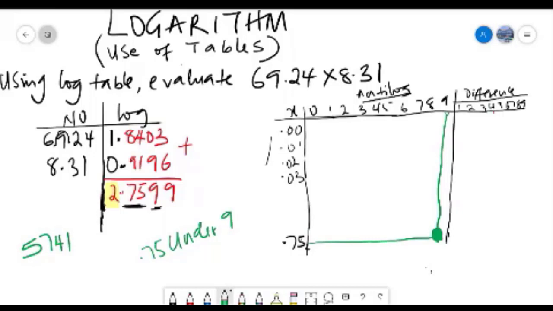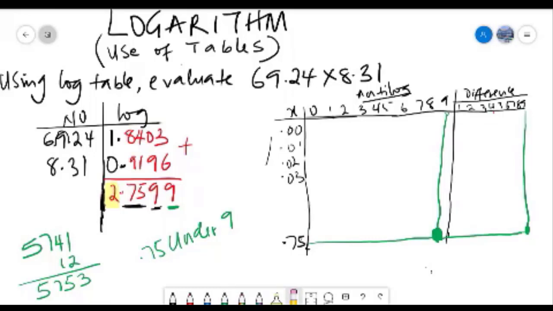Now there's another number there, the difference column 9. So you still trace this to difference 9, still on the line of 0.75. What number do you have there? Difference 9, you will observe, is 12. So add that 12 to your 5741. You discover that you have 5753.